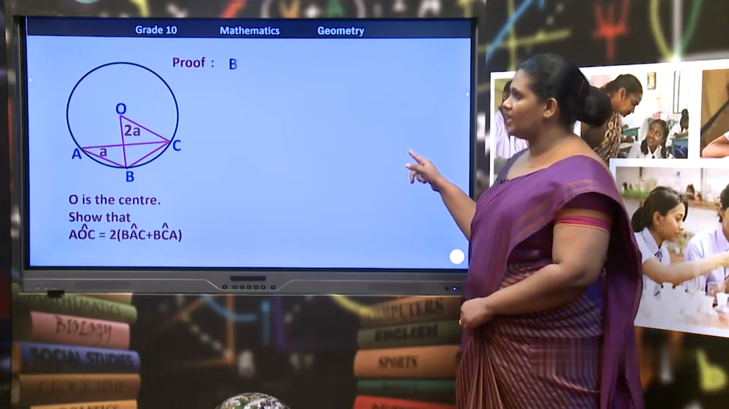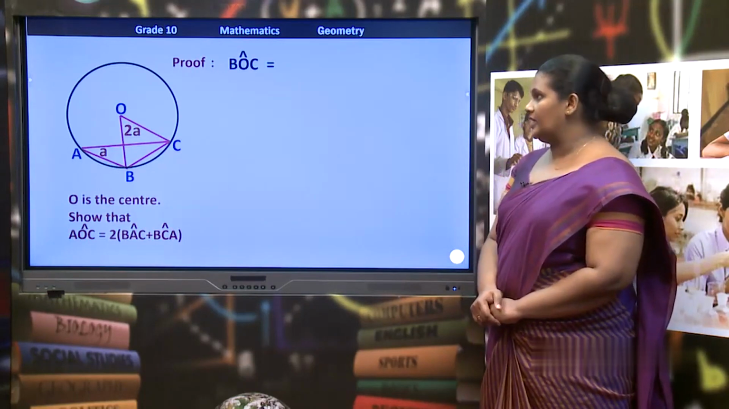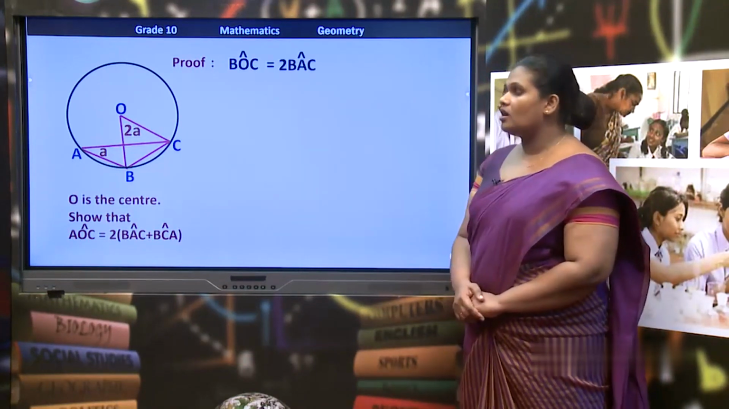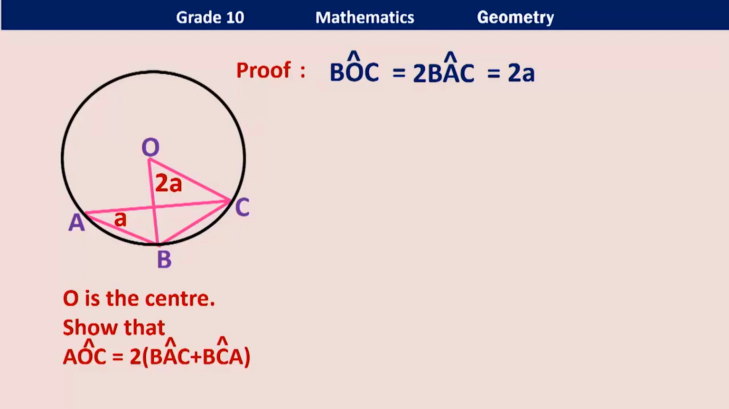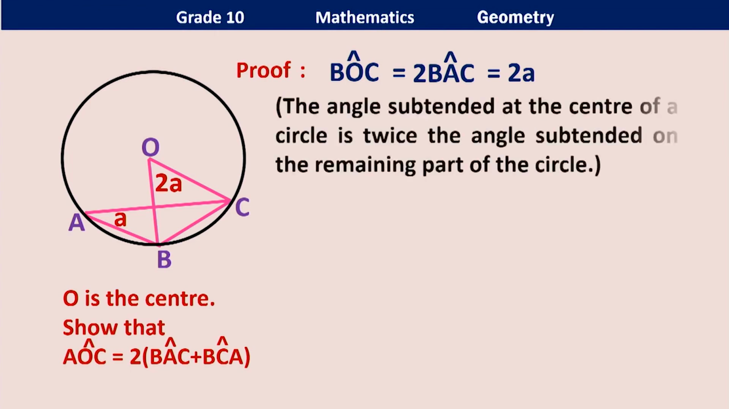Now, we can write the proof as angle BOC is equal to twice of angle BAC. There also we have to mention the reason. Before that, we have to mention the amount we have used using the letters. That is 2A. So, we will write the reason. The angle subtended at the center of a circle is twice the angle subtended on the remaining part of the circle. Right. Now, we have got a relationship between angle BOC and angle BAC.